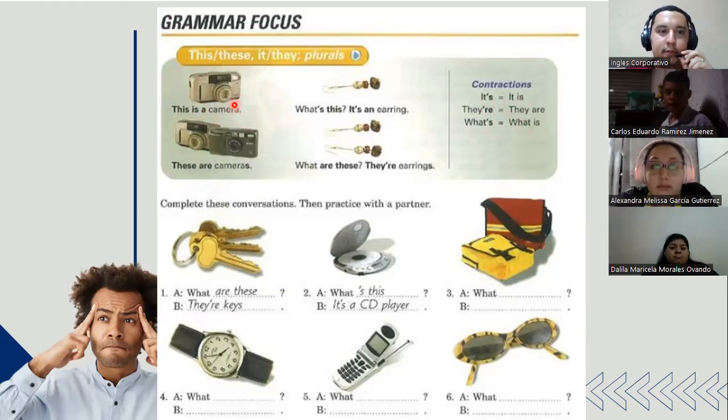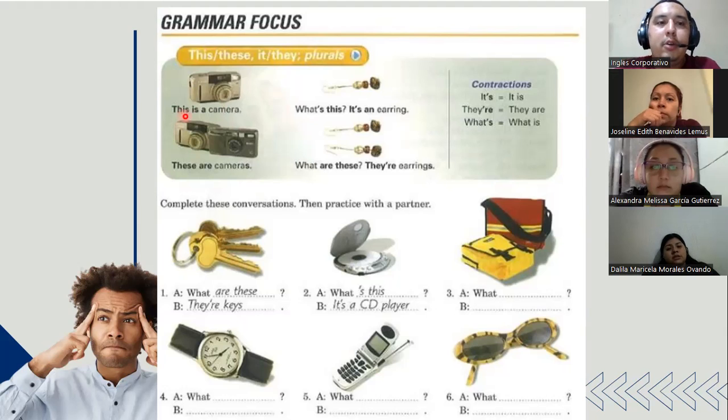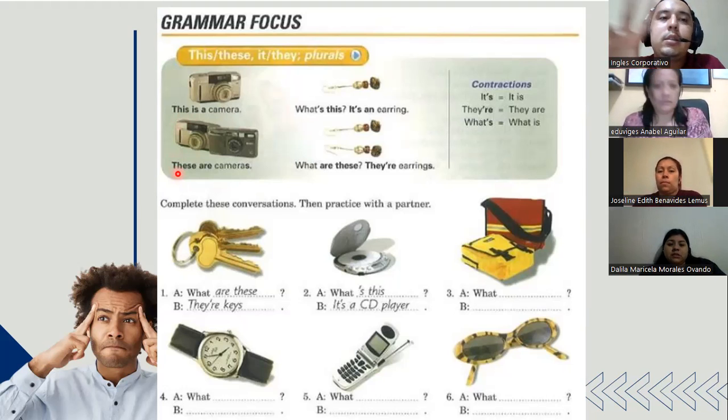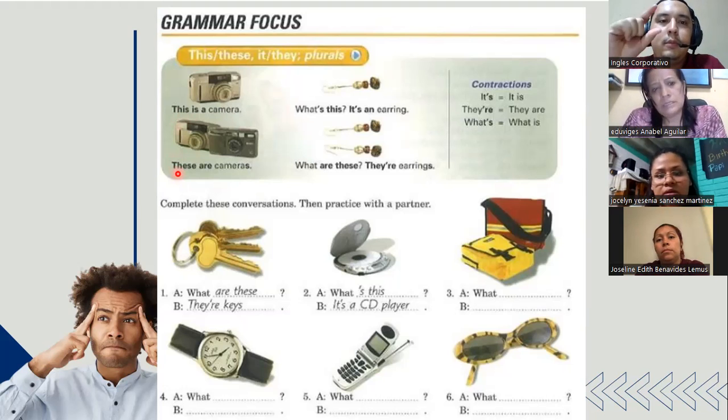One object. Just only one object. That's why we only use this, because you are only referring to one object. In this case, you use these because we have two or more objects. Remember, the short sound, this, is just for one. The longer one, these, is used for plural. Singular is short. Plural is a little bit long.